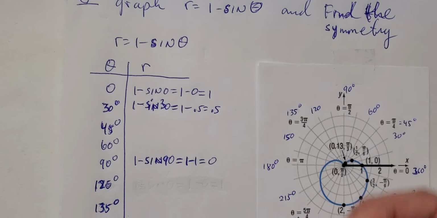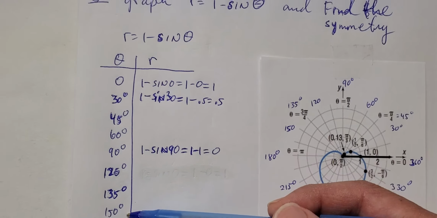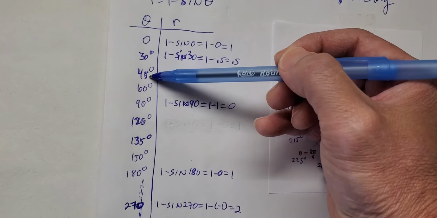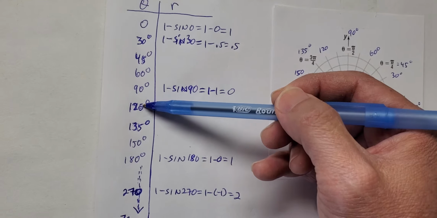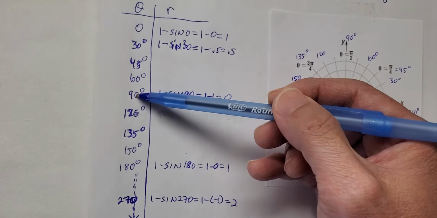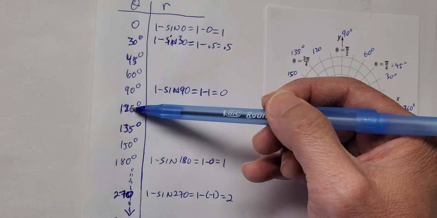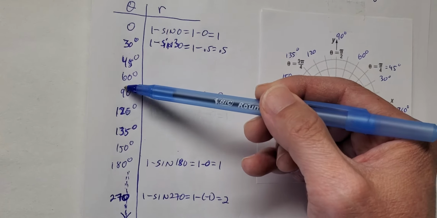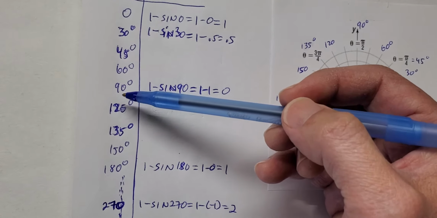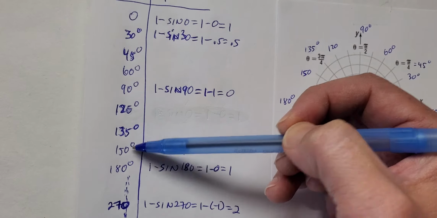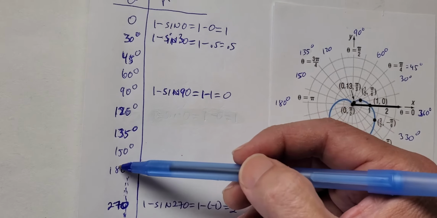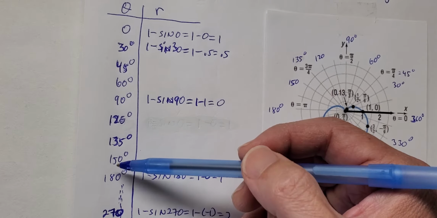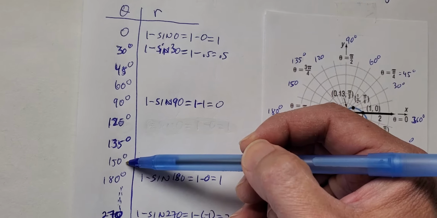And we just plug in starting from these values. Always use these values: 0, 30, 45, 60, 90. How do I get 120? 90 plus 30 will be 120. 90 plus 45 is 135, and then to get 150, all you have to do is take 180 and subtract 30, that will give me 150.